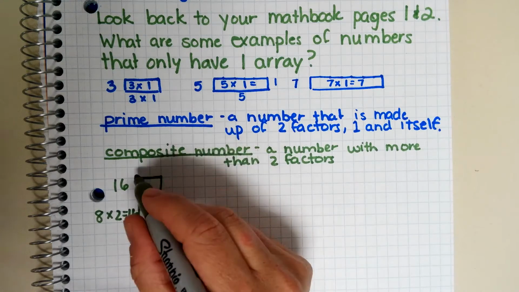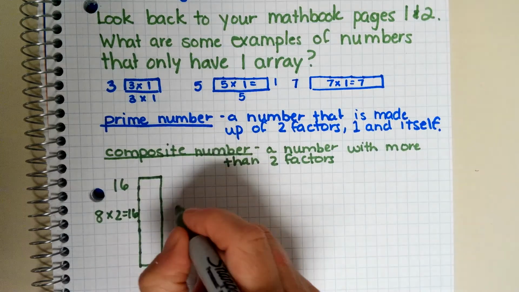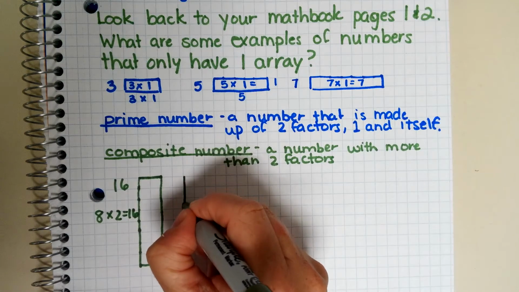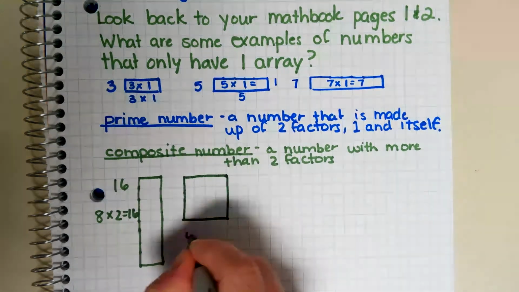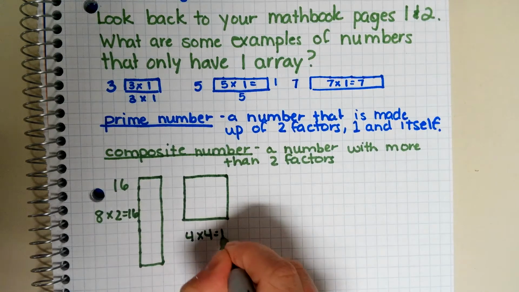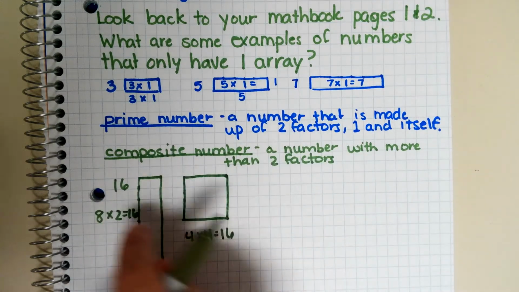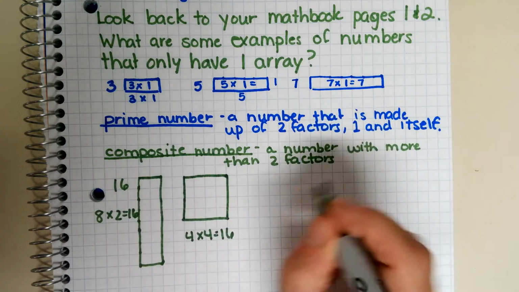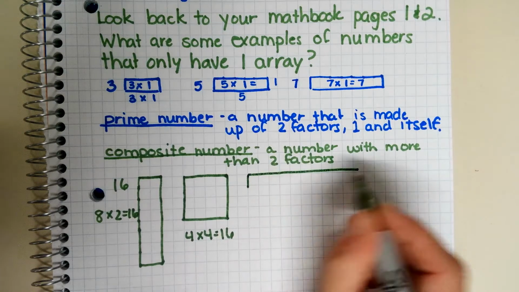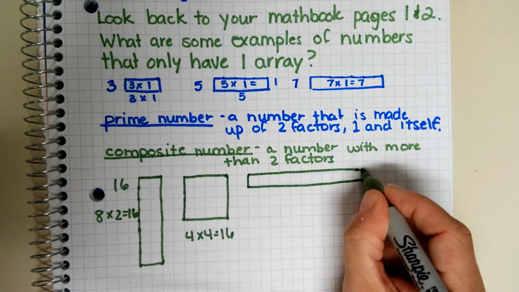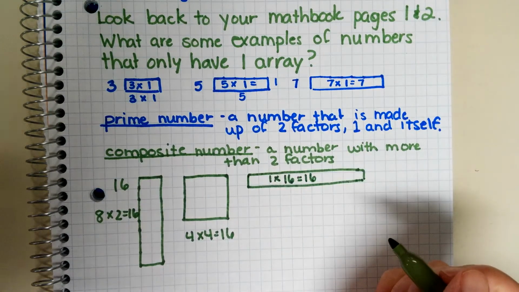Another number that creates 16 would be 1, 2, 3, 4 times 1, 2, 3, 4. 4 times 4 is also 16. So now that we know that 16 can go into these different numbers, or these different numbers can make up 16, we can also do one that looks like this. 1 times 16 is 16. Okay?